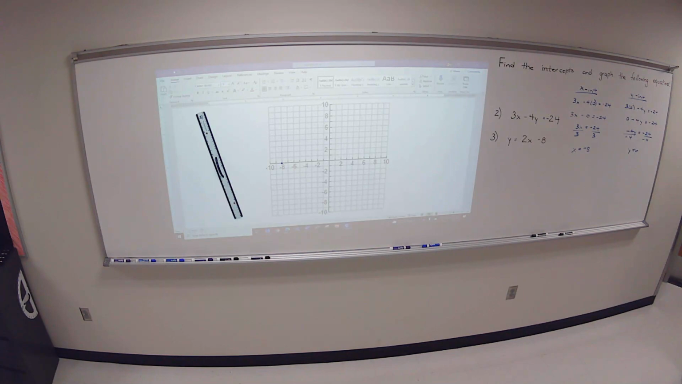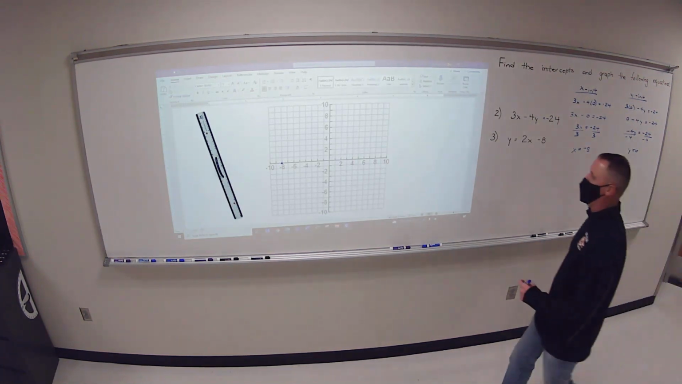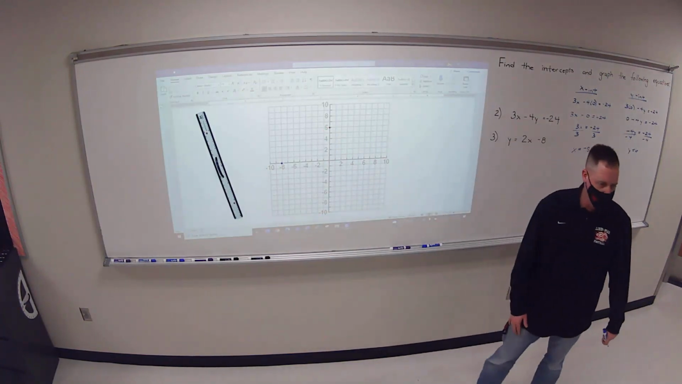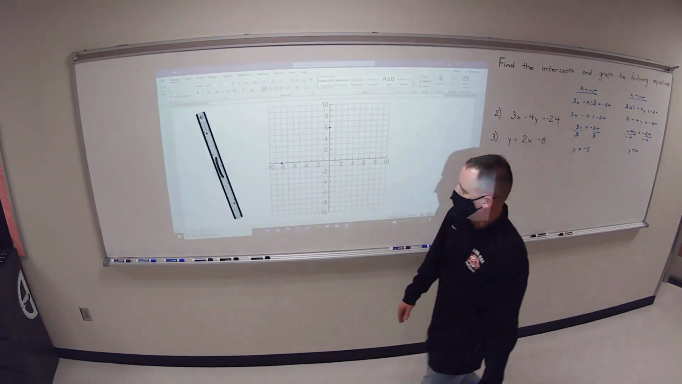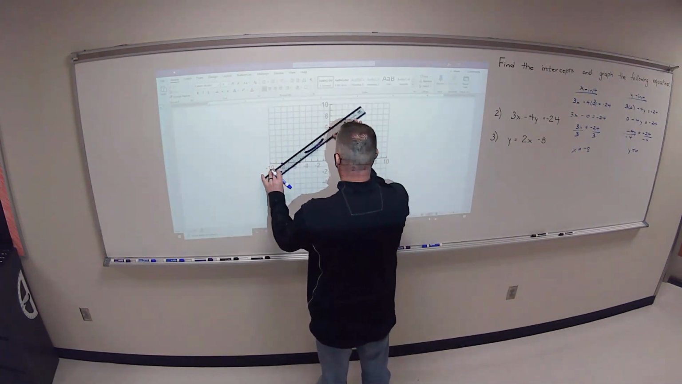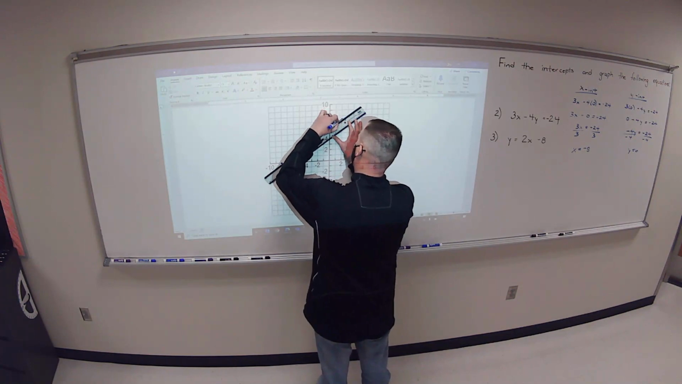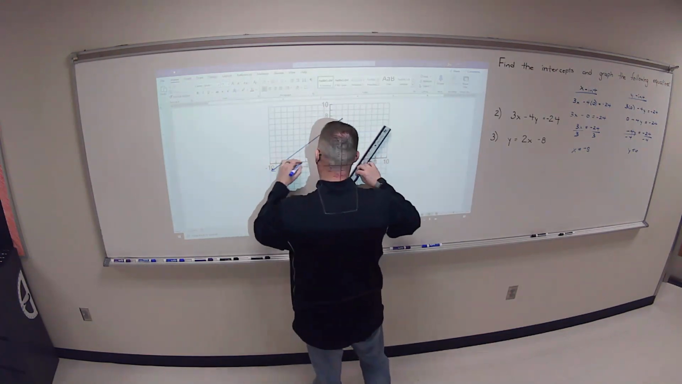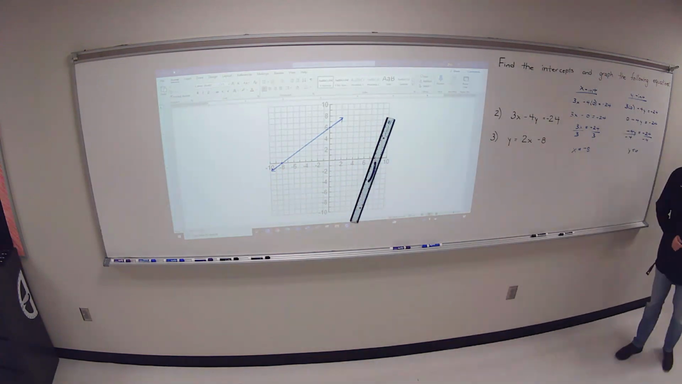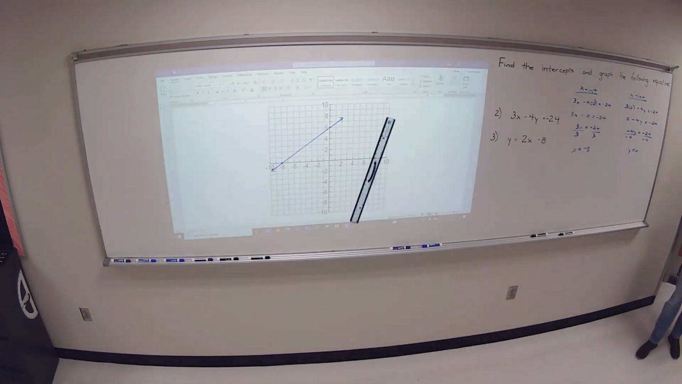So what ordered pair should we be graphing? 0 comma 6. On the y-axis, we graph the value of 6, which is going to be right here. Okay, and once we have our 2 points, we grab our straight edge, draw the line, and use arrows. And that is the graph of that function. All right, questions on problem number 2?